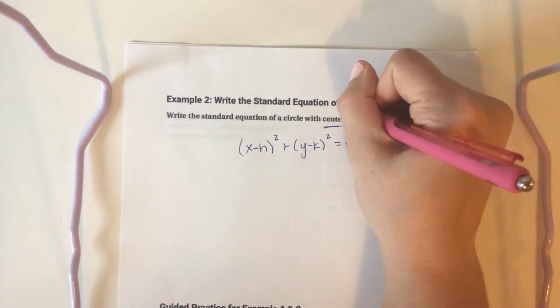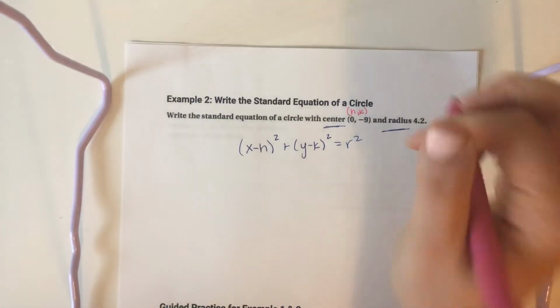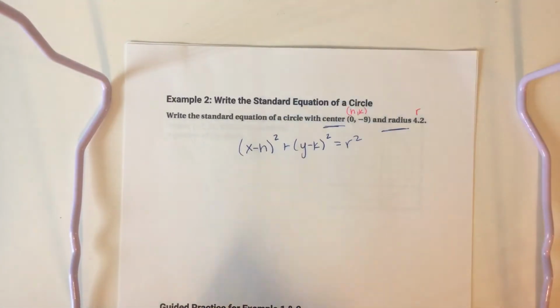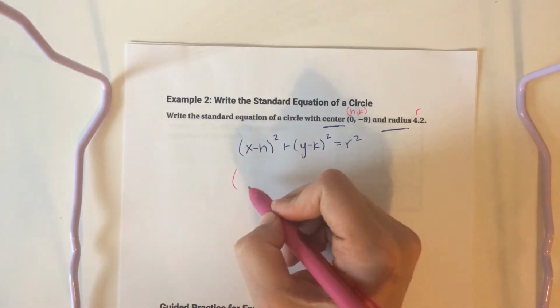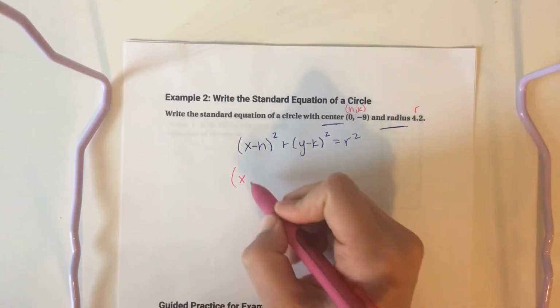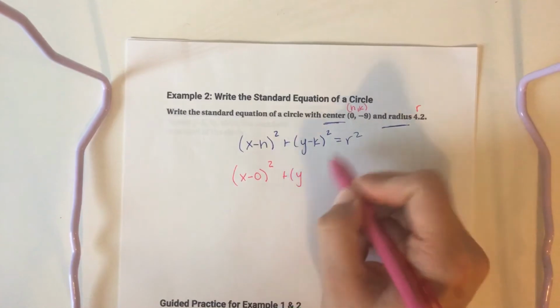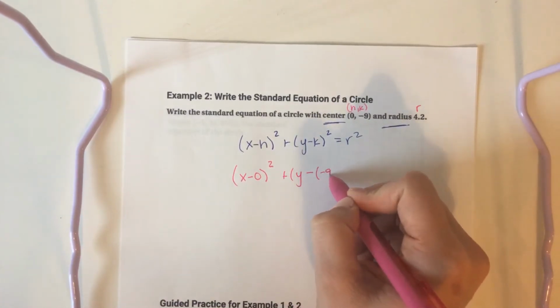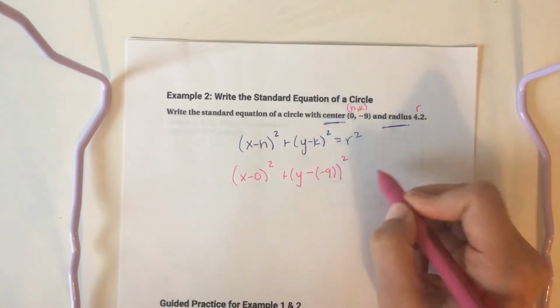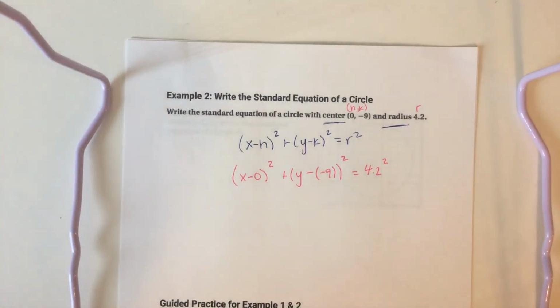Well, our center is (h, k). Learned that from the last slide. Our radius is 4.2. So we just need to plug those numbers in. The x and the y stay the same. Don't mess with the x and the y. We have (x - 0)^2 + (y - -9)^2 = 4.2^2.